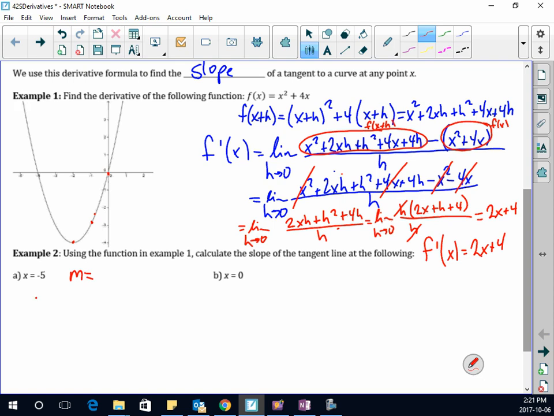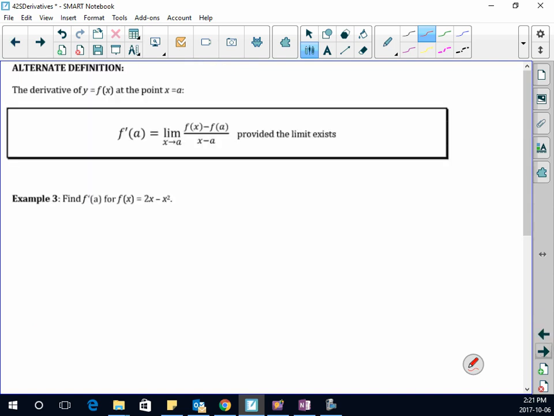So you can either do it as f prime of -5, like that. That would be a legit notation. So what do I get? -6. Or you can use slope, because that's what you're actually figuring out is the slope. Remember, we use m for slope. Either way, the slope is -6. So what do we get for x equals 0? m equals 4. Some people get confused and say m equals 2x plus 4, but that's not true because the slope varies depending on what the x is, so you can't say the slope is 2x plus 4. It's the derivative function that is that.